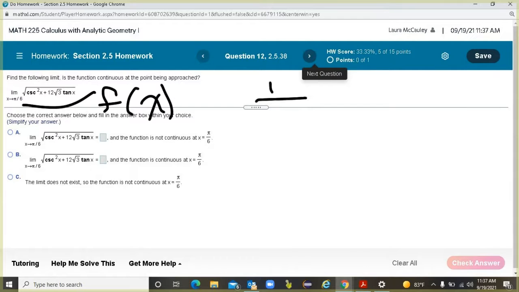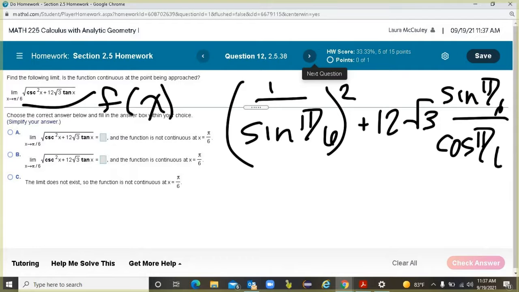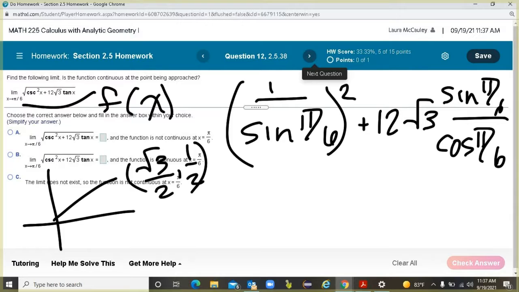So cosecant is 1 over sine, plus 12 square root of 3. Tangent is sine over cosine. Right, so it's going to look like this. This is just the inside. So let's see what this looks like. So pi over 6 is our smaller one down here. So cosine is square root of 3 over 2, which means the sine is 1/2. So if our denominator is 1/2 and then we flip it up, that's a 2. So we get a 4 here. So that's 1/2. This is sine, right? So that's a 1/2. Flip it, we get a 2. We square it, we get a 4.